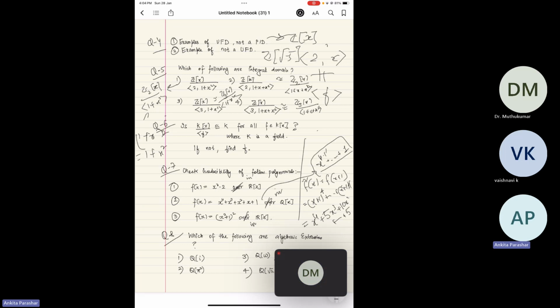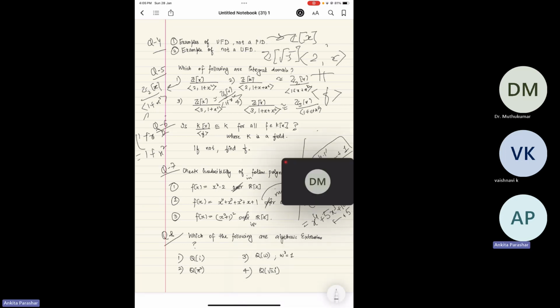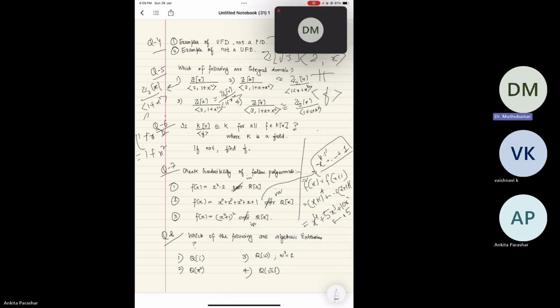For question 8, which of the following is an algebraic extension? Algebraic extension of Q. Yes, algebraic over Q.